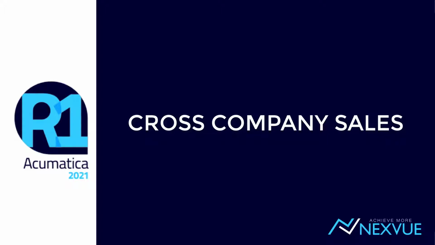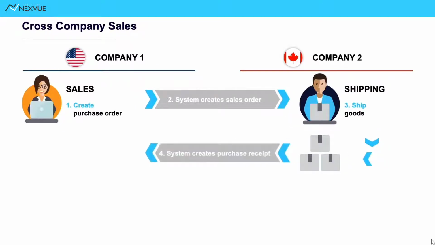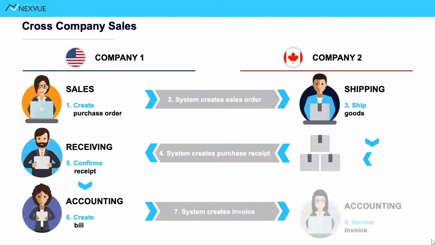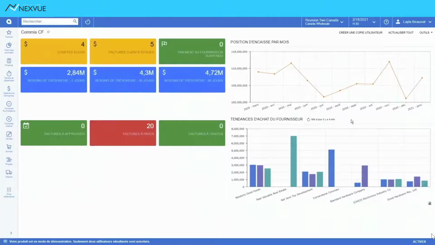Acumatica 2021 R1 includes Cross Company Sales Enhancements that automatically create all relevant documents to minimize the time it takes to enter orders and perform transactions between related companies. Today, we're going to walk through an example with a company with a French-Canadian branch in Quebec that handles production and a U.S. branch that handles sales.